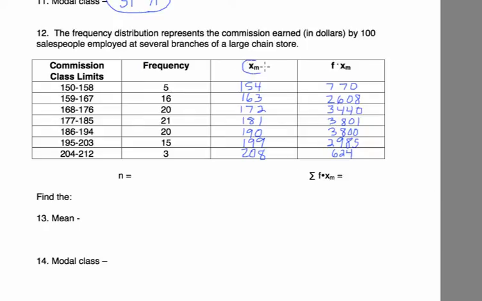So this XM is what I'm using for my data point. This is the amount of money that I'm assuming each person made. So this is adding up all the money that was made by all the people, and when I add those up, I get 18,028. And then I want to add up how many people I had. So I'll add the frequencies. Actually, my problem told me this was 100 also.